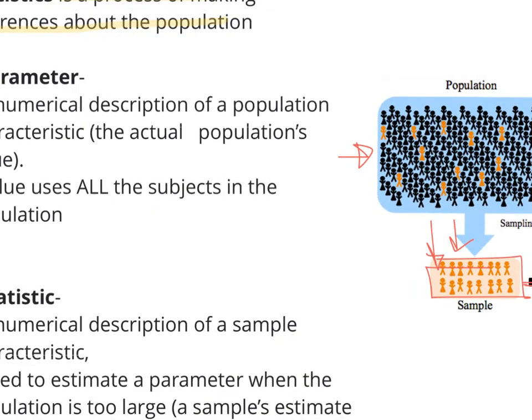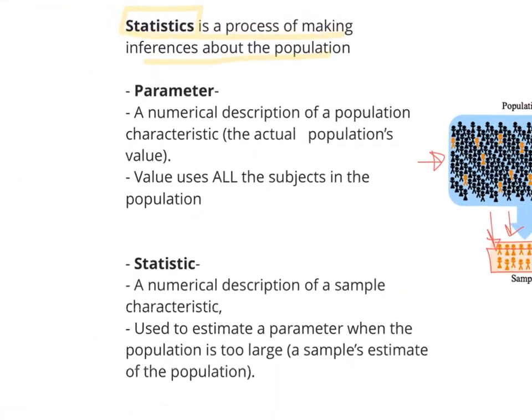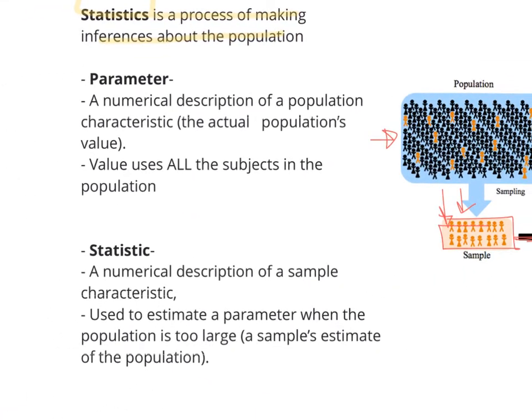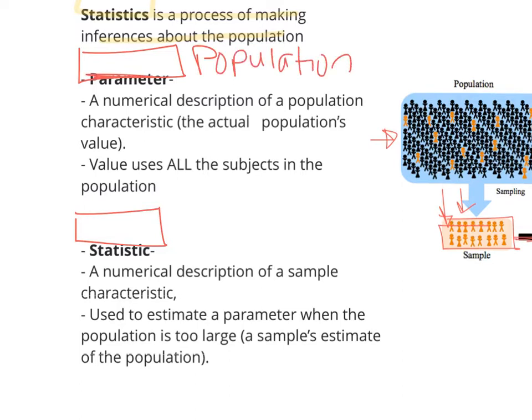So what else do I have here? I basically pulled up some key facts from the lesson. There are two things we want to talk about: parameters and statistics. Parameters have to do with the population, and statistics have to do with the samples. It's easy to remember because P goes with P and S goes with S. So a parameter is the actual value from the population. It's the actual population's value.